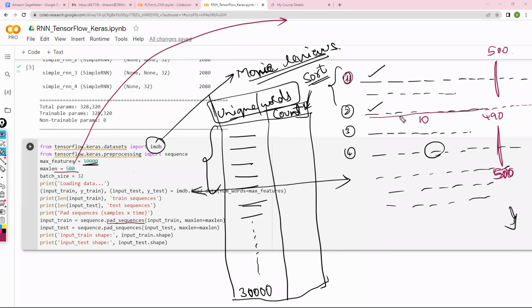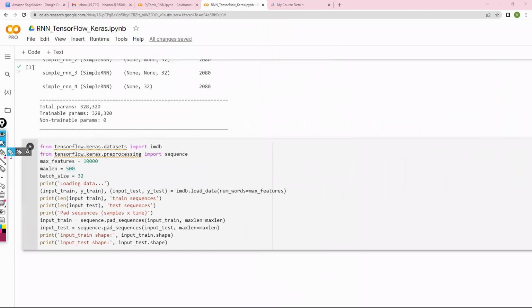And that is what is given here: pad_sequences. You're saying pad the sequence. The maximum length you want is 500 for every review. And of all the words of all these reviews put together, the unique words, sort them and take only the top 1,000 words which are most frequently used. Batch size is 32. This print statement only says that the data is getting loaded, but I would rather remove it.